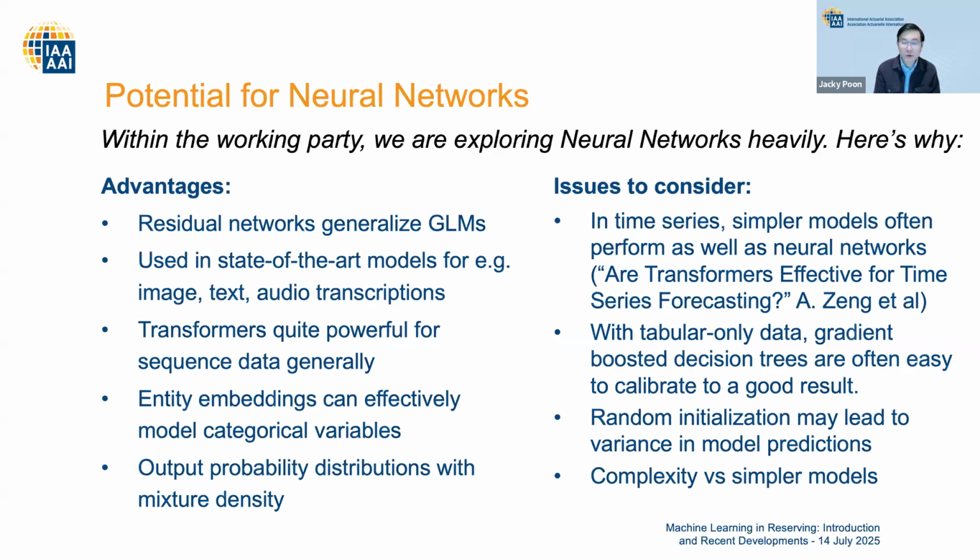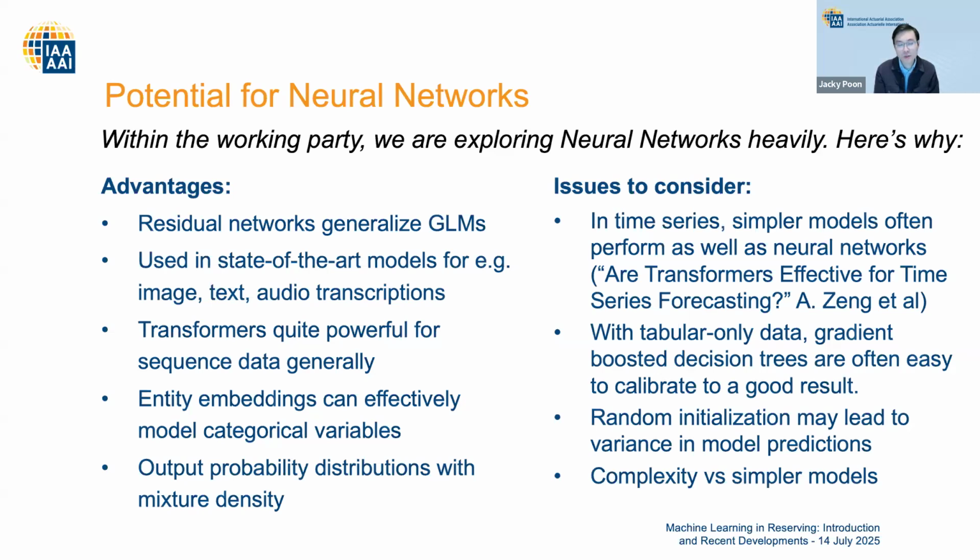And neural networks have also been used in a number of state-of-the-art applications. We've seen them used in image recognition. If you've ever tried to use image recognition on your phone, then these are all neural network-based algorithms. They've been used in text. Everyone's heard of ChatGPT by now, unless you've been living under a rock. And for audio data, things like Whisper utilize neural networks to turn voice to text in a very clever way.